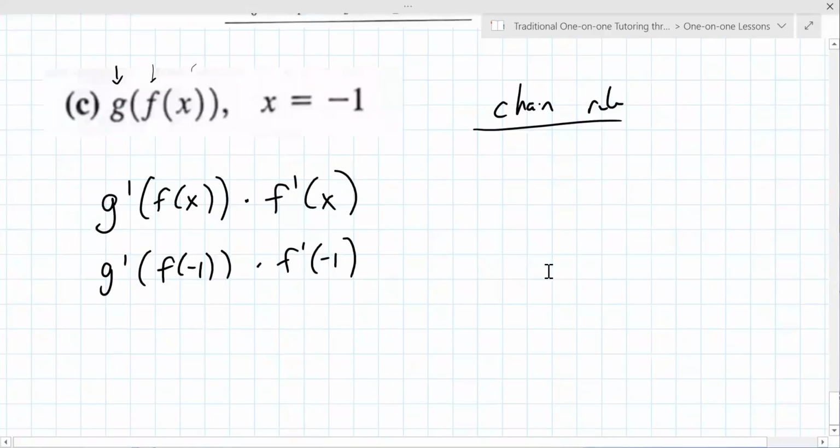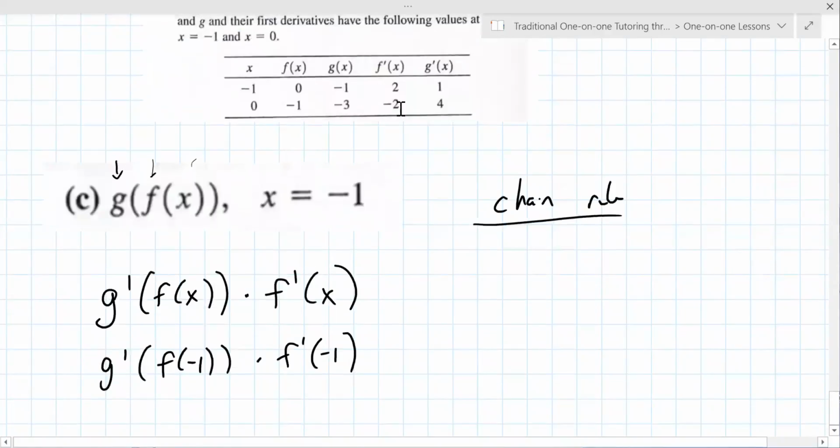So we've got our table. Let's go up to the table here. f of -1 is 0, so this becomes G prime of 0. And f prime of -1 is 2. G prime of 0 is 4. So this ends up being 4 times 2, which is 8.